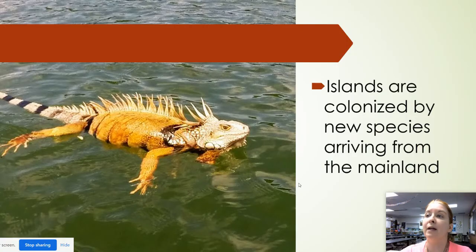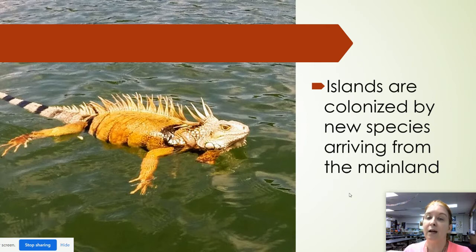And here we go. So islands are colonized by new species that arrive from the mainland. How would this happen? Oh, let's go back. So in your notes, this is on page 4. It says islands are colonized. What are natural ways this can happen? So these guys can swim, they can float, they can ride on debris. Maybe a really bad storm picks something up and flings it down somewhere else. But you've got some natural ways that this can happen. Maybe a bird picks up something and then drops it somewhere else.